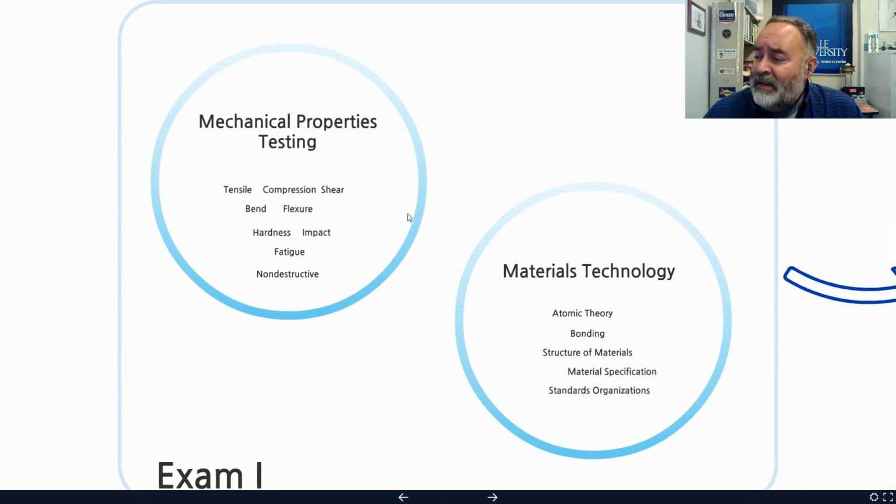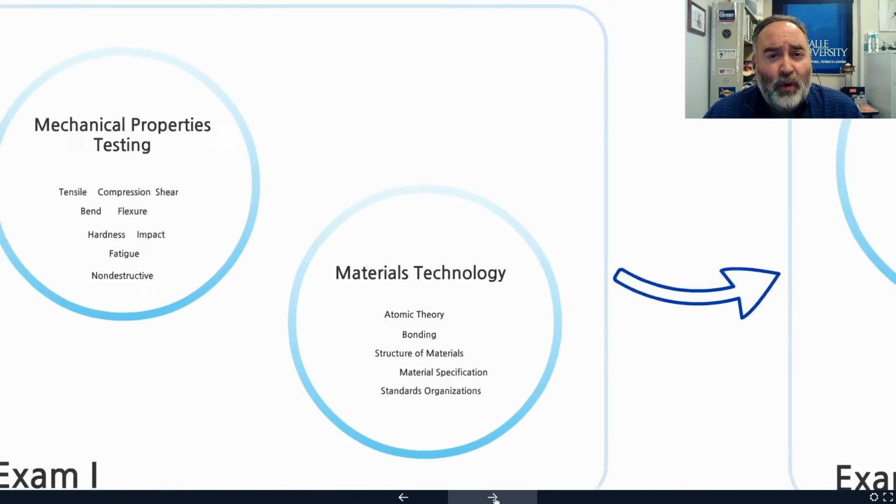So that's going to take a few weeks to look at, and it's a great stopping point for us to get set up and get all the vocabulary we need to take a tour of different materials as we progress through the course. So that'll be Exam 1.